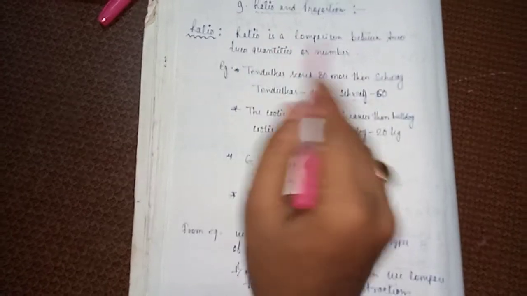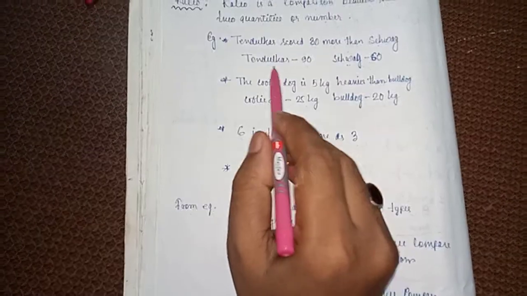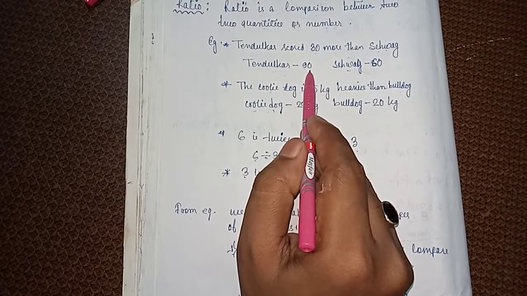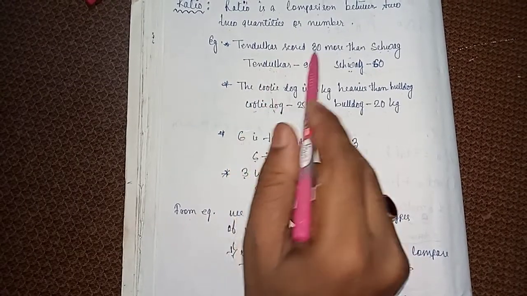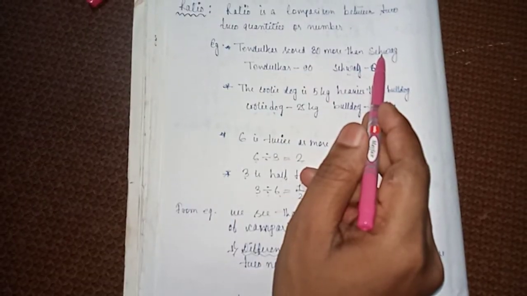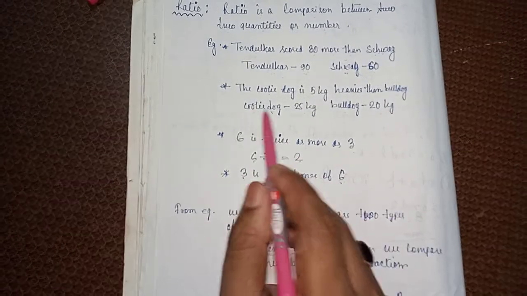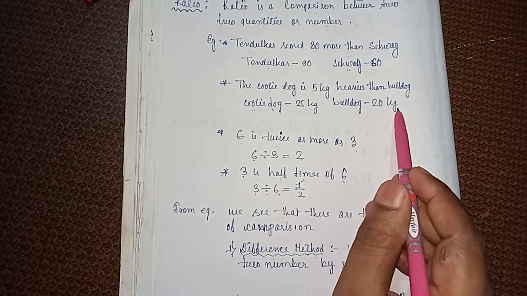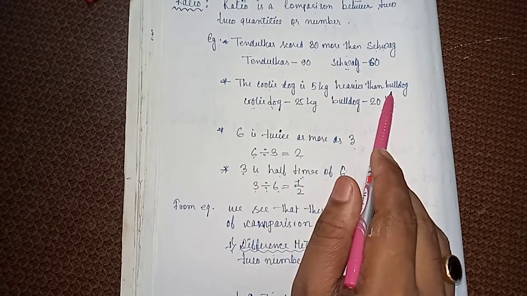So what does it mean? Let's see with some examples. Take the first example: Tendulkar scored 90 marks and Sehwag scored 60 marks. Now we can say Tendulkar scored 30 more marks than Sehwag. Okay, this is one method of comparison. Another example, Coolie dog's weight is 25 kg and bulldog's weight is 20 kg. So you can say that Coolie dog is 5 kg heavier than bulldog.